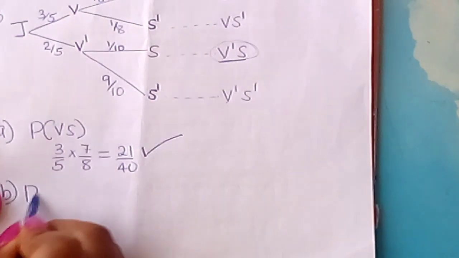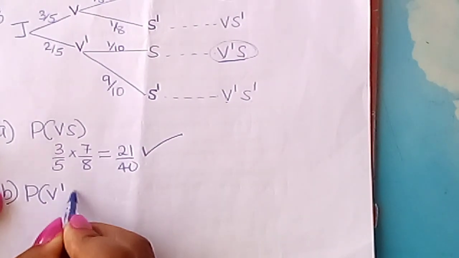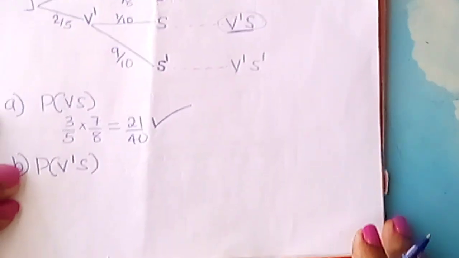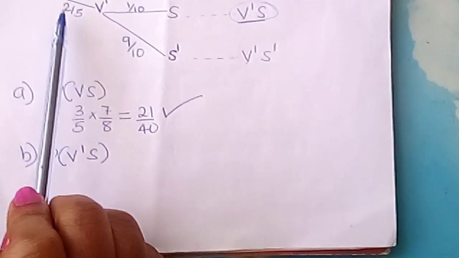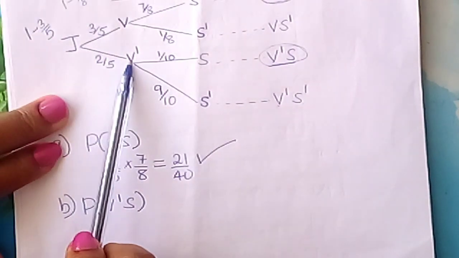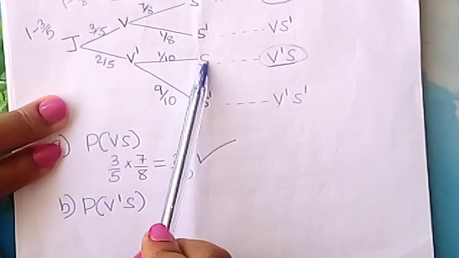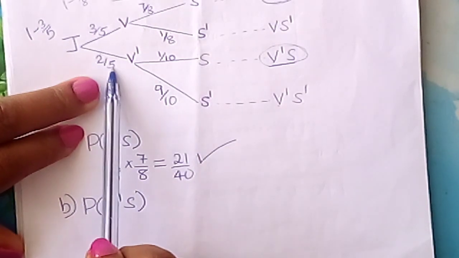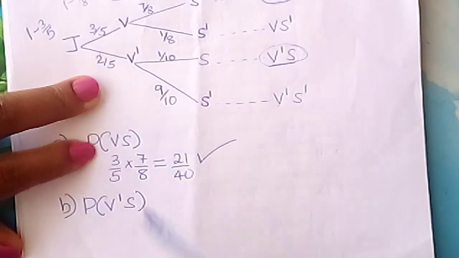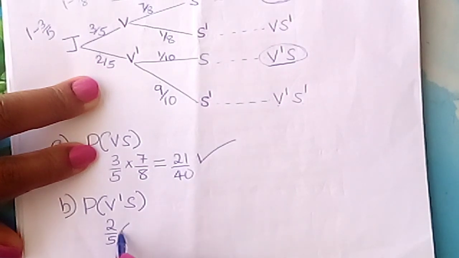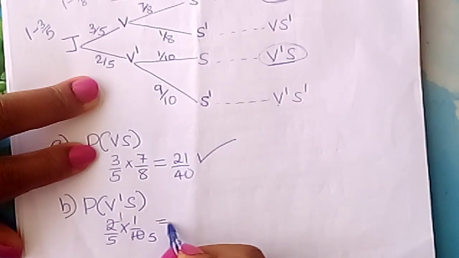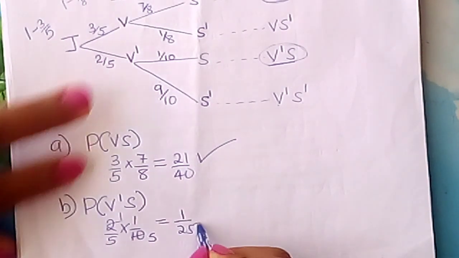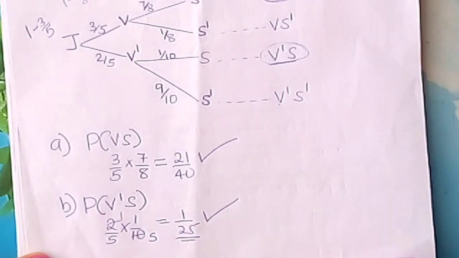So you talk of the probability of V prime S, learner. There we are. So you follow the root. V prime S, look at this. V prime S, this is the branch here. So you talk of 2 over 5 times 1 over 10. You can cancel out, by 5, and therefore you get 1 over 25 as the probability.